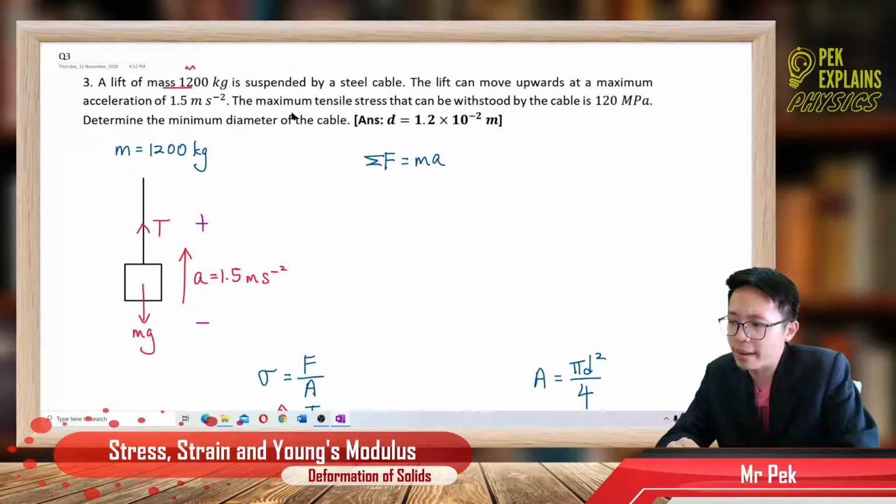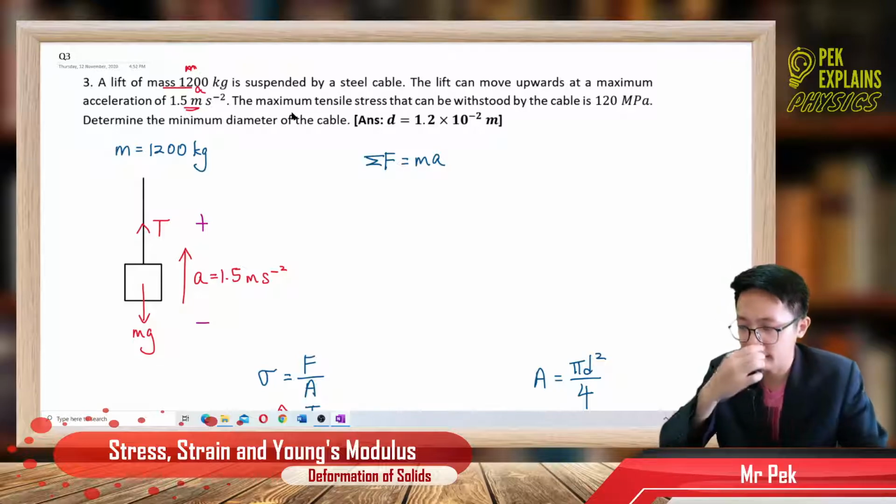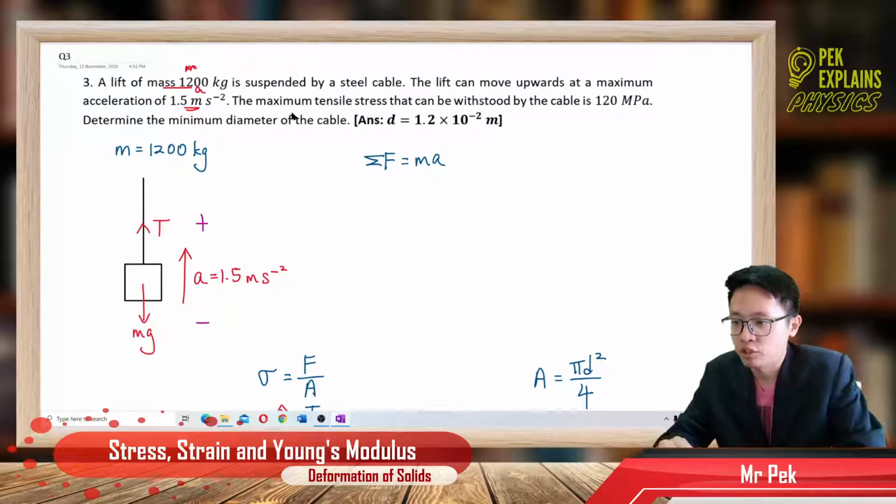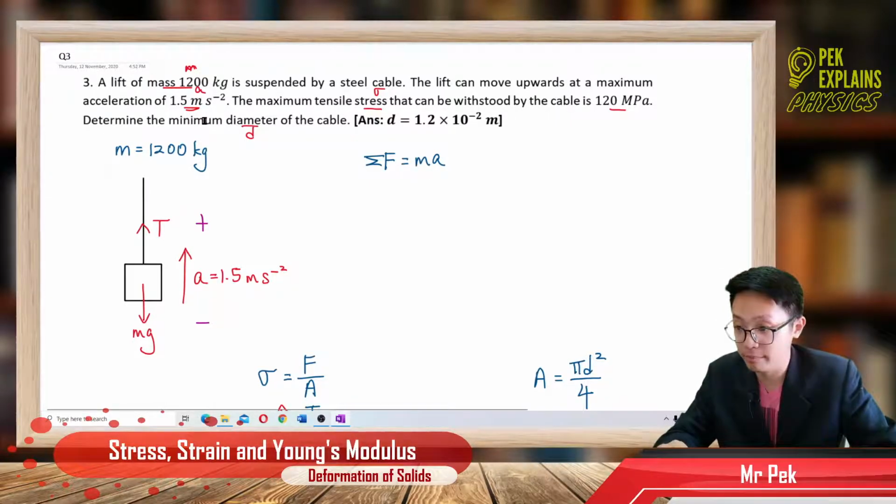Okay, so information given, it asks for the diameter. Information given is the mass. You have the mass, you have the acceleration. This thing is not equilibrium. It has acceleration upwards. Stress, okay, this is the stress, 120 megapascal. You need to change your SI unit, and you need to find diameter, which is stated minimum.